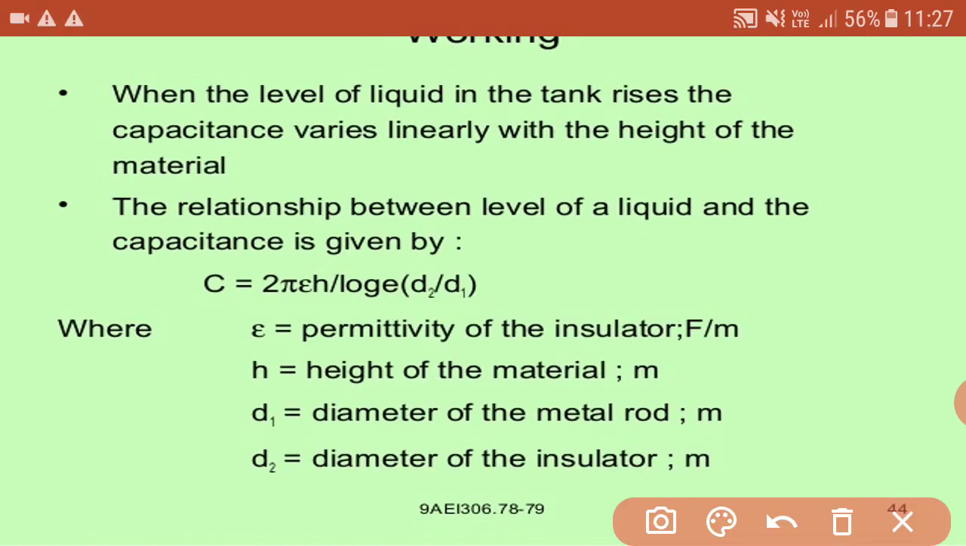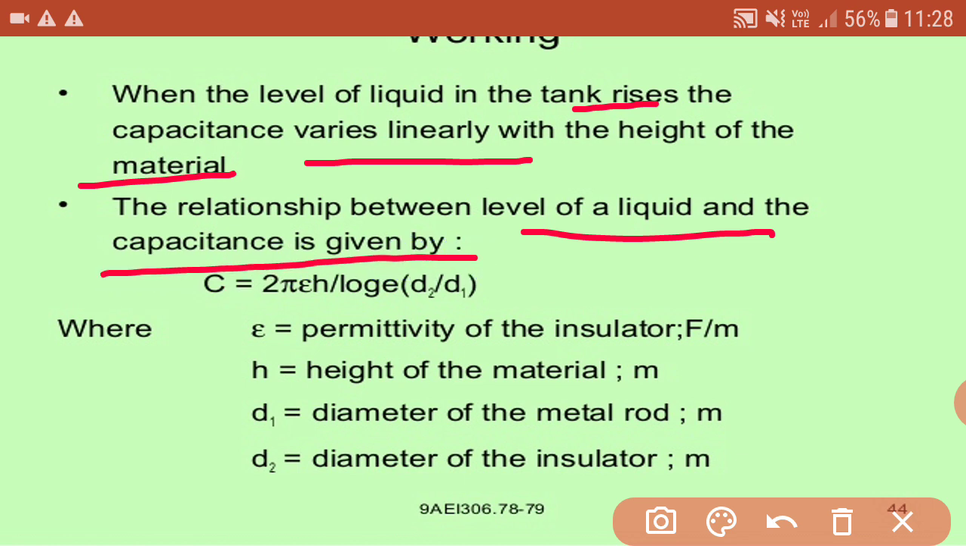Now, what is the working? When the level of liquid in the tank rises, the capacitance varies linearly with the height of the material. The relationship between the level of liquid and the capacitance is given by C = 2 pi epsilon h / log(d2/d1). So this is the relationship between level of liquid and the capacitance. Now, what is epsilon? It is the permittivity of the insulator.